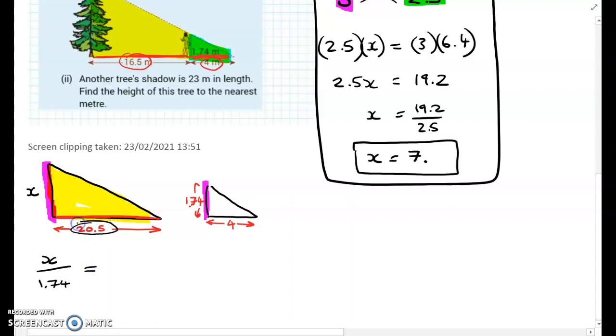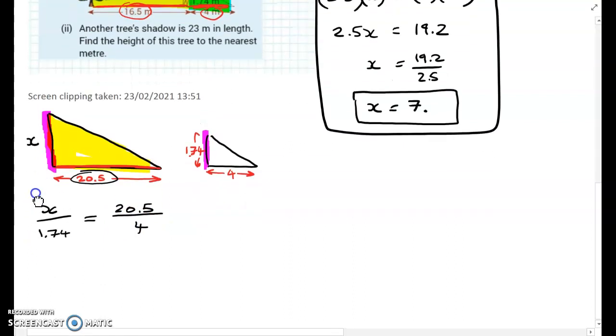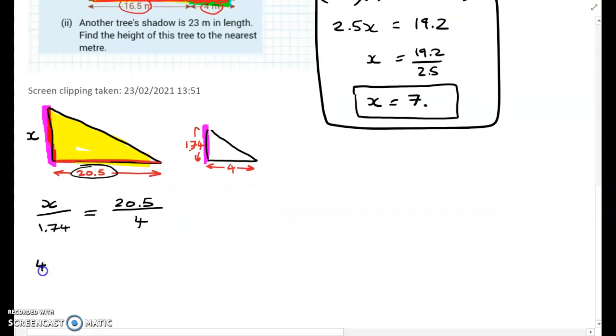start with the big one, because that's where you started a moment ago, over the equivalent side of the small one. Okay? Now cross multiply.